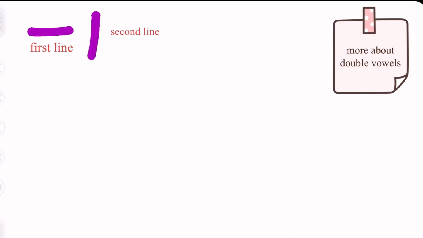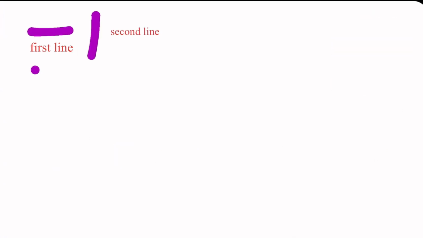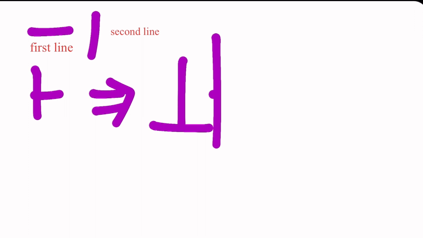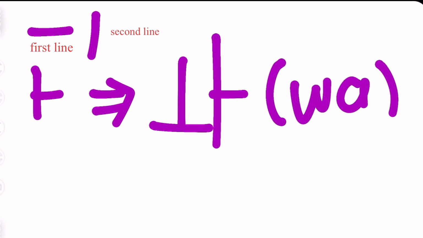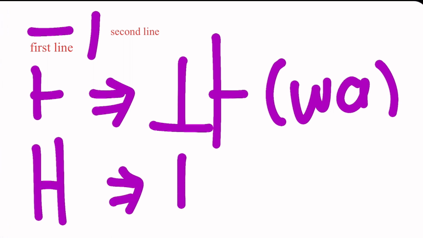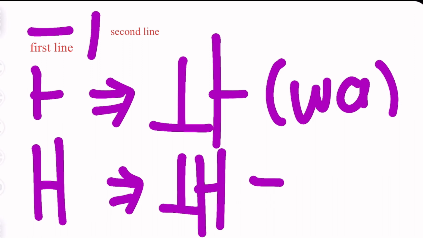More about the double vowels. Now we're going to learn how to write wa, wae, and many more. This is how we're going to learn wa in Korean. It's so simple, right? So this is wa. And then the next one we have wae. For wae, it also looks the same. The difference is only the back of it. It's like use the A one. So then it becomes wae.